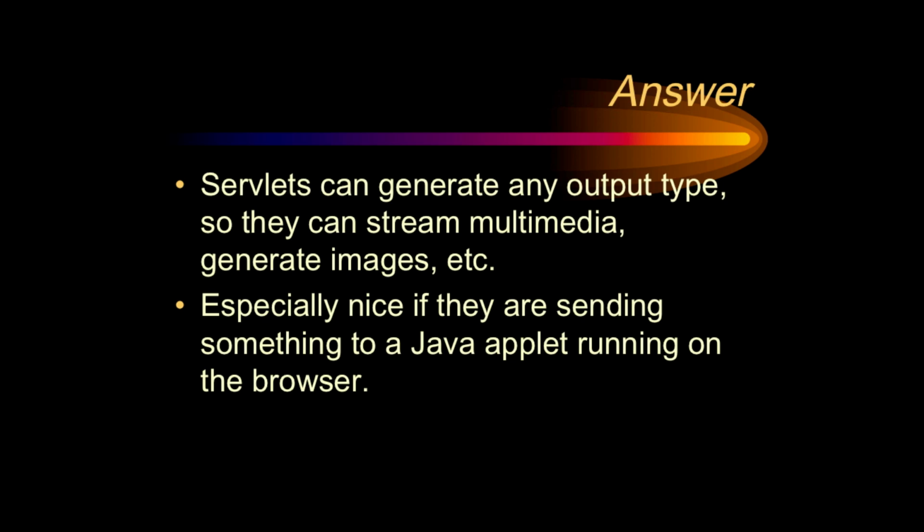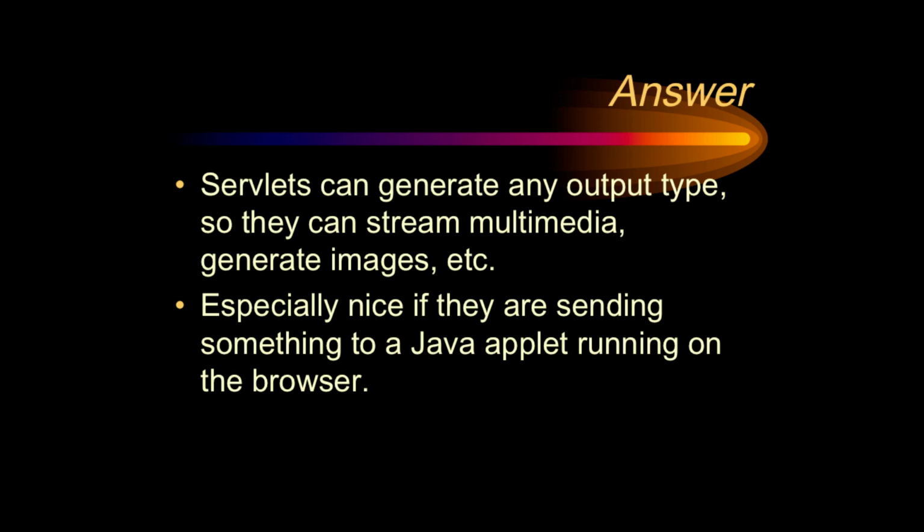So one of the things that can happen here is servlets, since they're Java programs, they can generate any kind of output. So they could, for instance, stream multimedia out of a database, like YouTube, generate images, modify images. Since they're Java, it's easy for them to talk to a Java applet running on the browser, so you can have very sophisticated applications here with a Java applet running on the client side and a Java servlets feeding information to and from it from the server side.